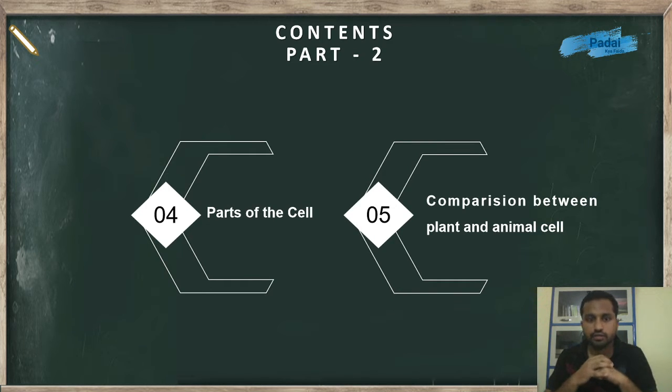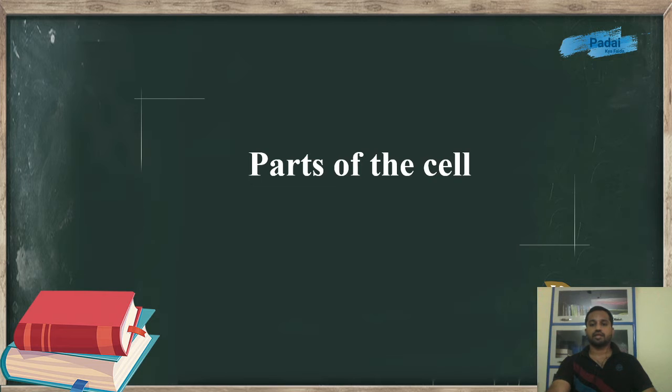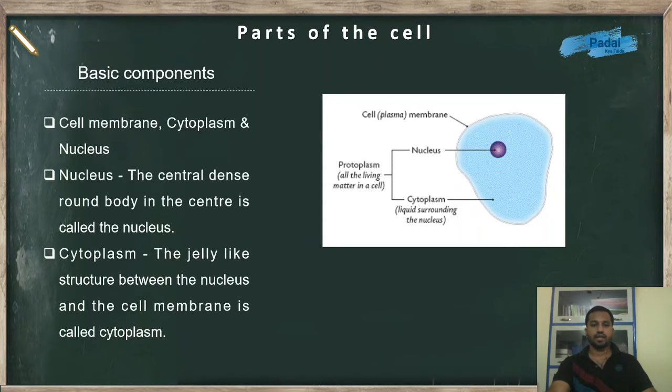In this video, we are going to cover the topics: parts of the cell, and comparison between plant and animal cells. Let us start with parts of the cell. The basic components of any cell are the cell membrane, cytoplasm, and nucleus. So basically, these are the three basic components for any cell, right?